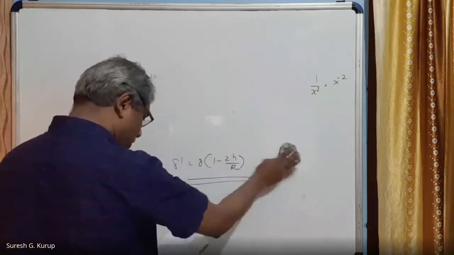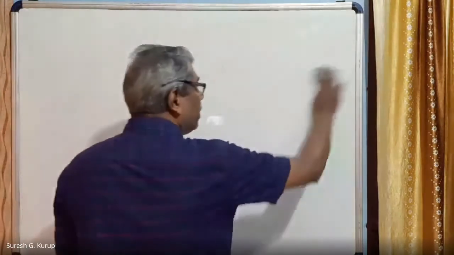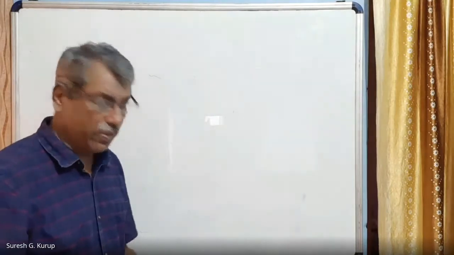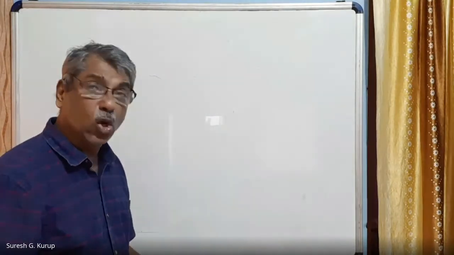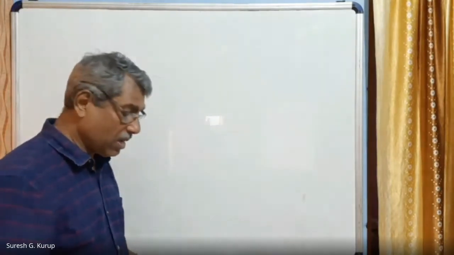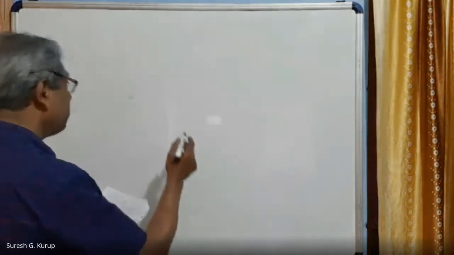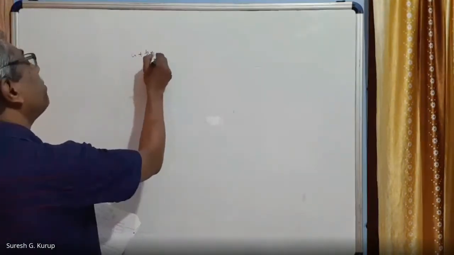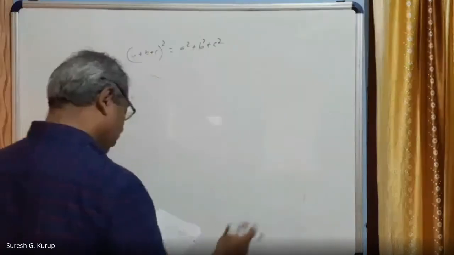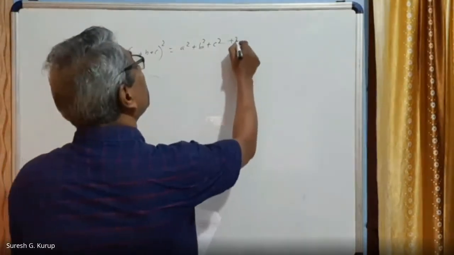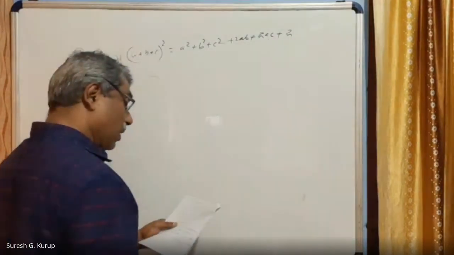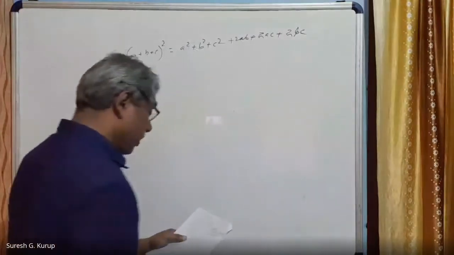Next, I am going to give you some formulas in algebra. Algebra has many formulas, you know: a plus b the whole square, a minus b the whole square, a plus b the whole cube, a minus b the whole cube, etc. But there are some different formulas there. One is a plus b plus c the whole square. a plus b plus c the whole square is equal to a square plus b square plus c square plus 2ab plus 2ac plus 2bc. This also you have to remember, right?